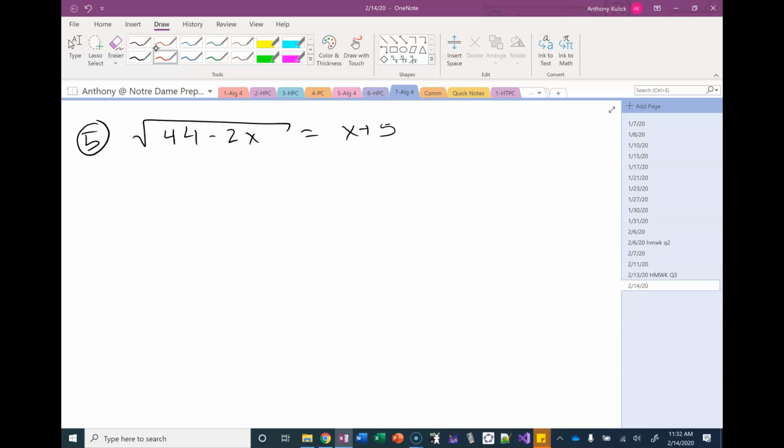What's up? Yeah, square both sides. So the square cancels the square root. And then what do I do with the x plus 5 squared? Okay.